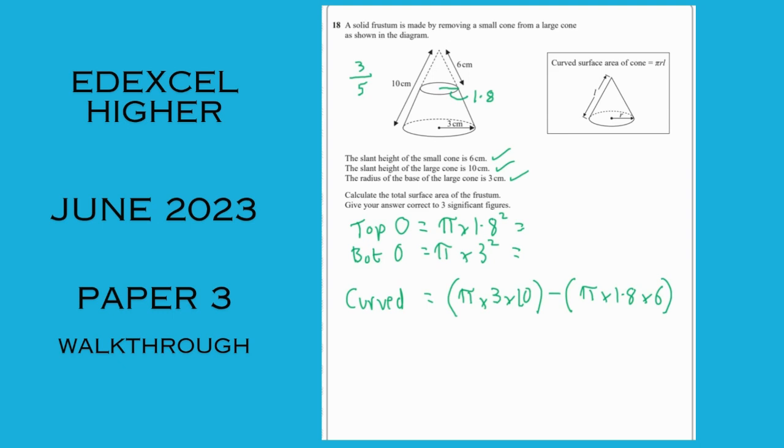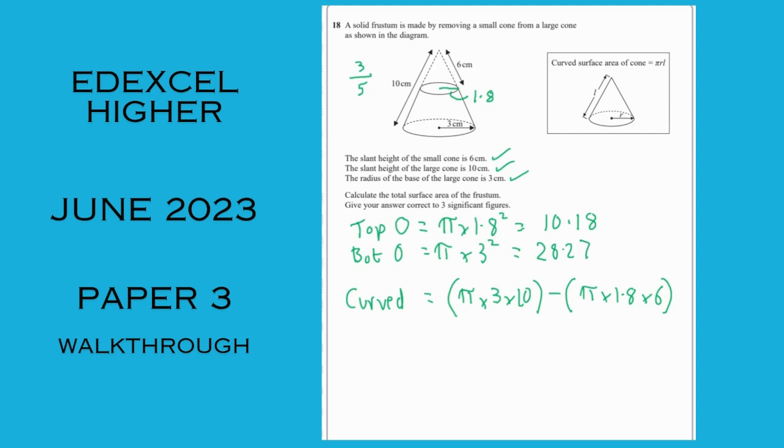Pi times 1.8 squared. It wants the answer to 3 sig figs, so I'll work in 4. So I'm getting 10.18. For the bottom, it's 9 pi. I'm getting 28.27.